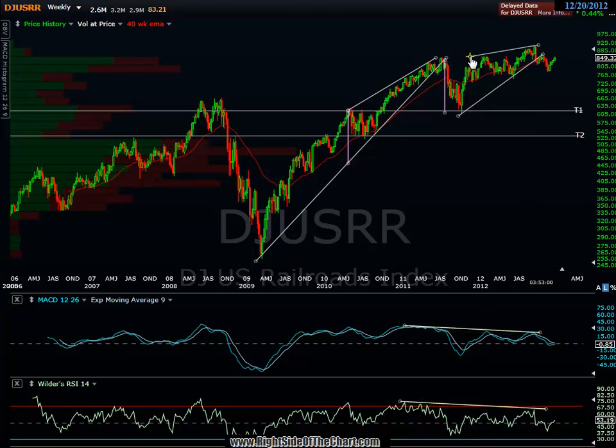You can take this trend line. I had the wedge drawn this way, but the divergence actually goes back to this point, so you can draw that either way you want. But the story is the same. Quite a bit of divergence there.